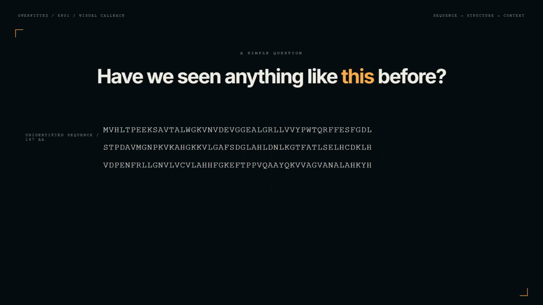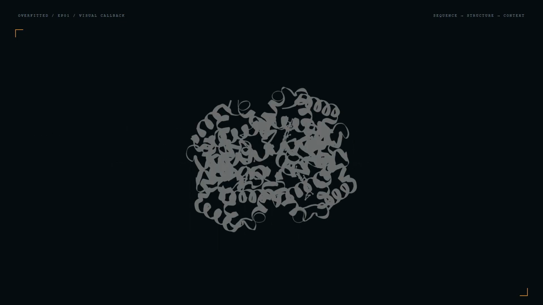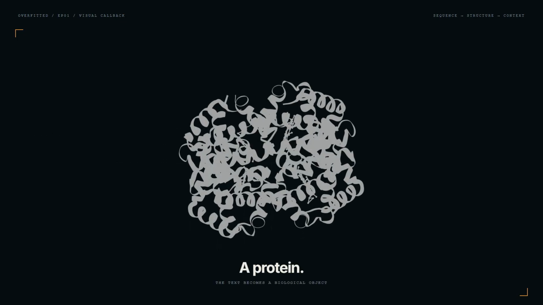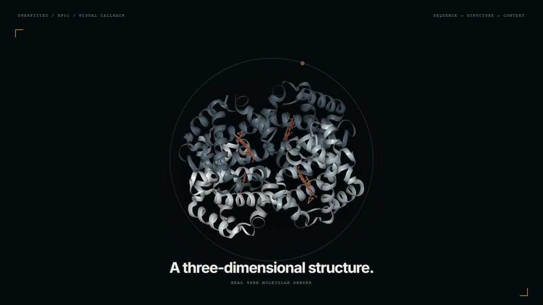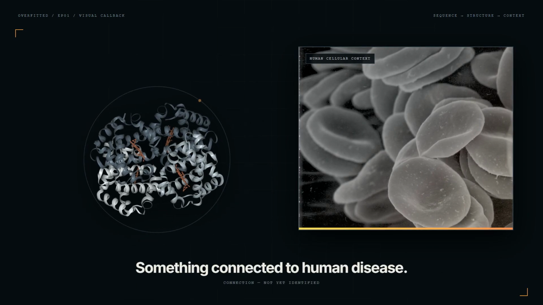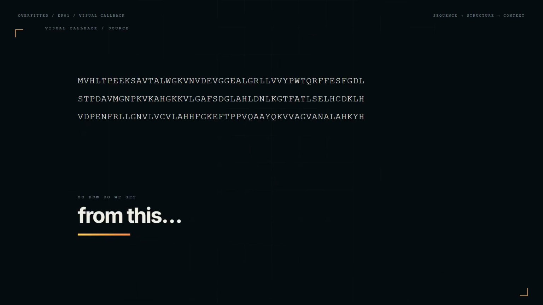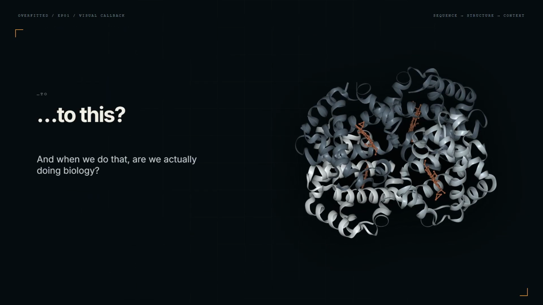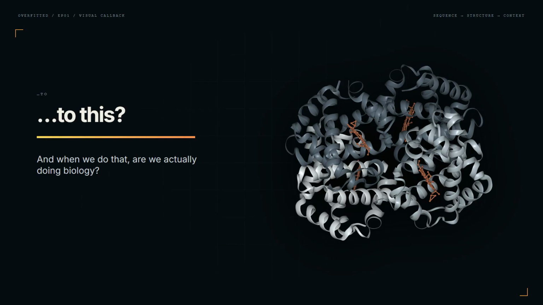And from that one question, this strange line of text can very quickly turn into something much more familiar. A protein, a three-dimensional structure, and eventually something connected to a human disease. So how do we get from this to this? And when do we do that? Are we actually doing biology?